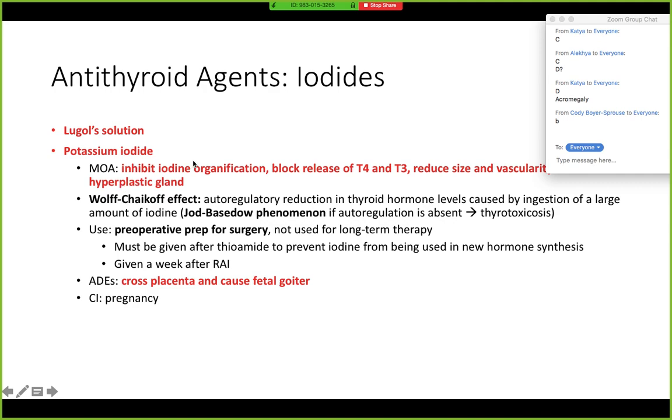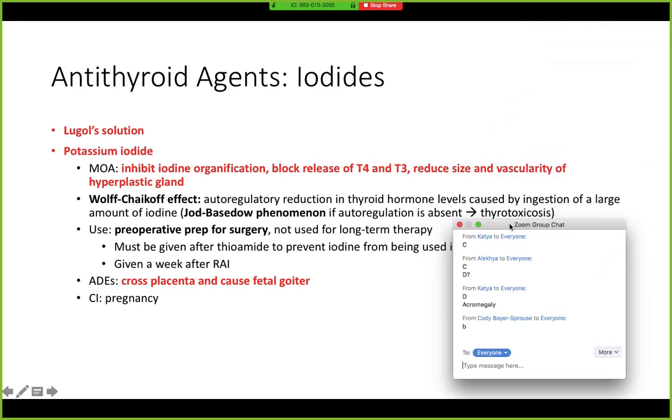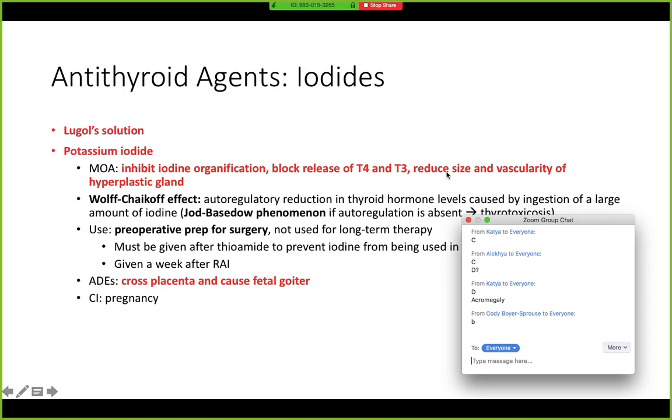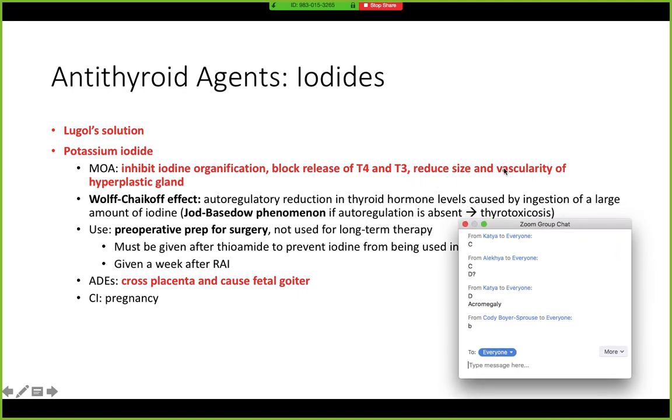But the mechanism of action here is that they are going to inhibit iodine organification, block the release of T4 and T3, and then reduce the size and vascularity of a hyperplastic gland. And this is very important to know to understand the use of potassium iodide. So potassium iodide is given in preparation for surgery on the thyroid gland. And that's to help reduce the size and how vascularized it is prior to surgery.